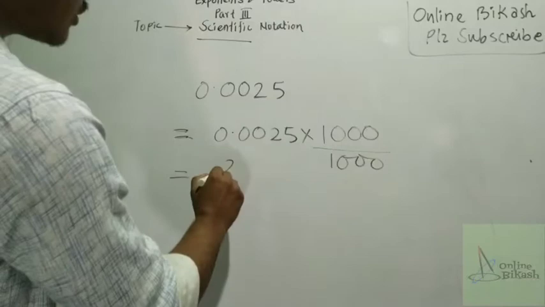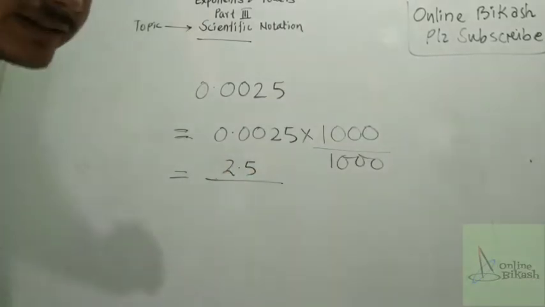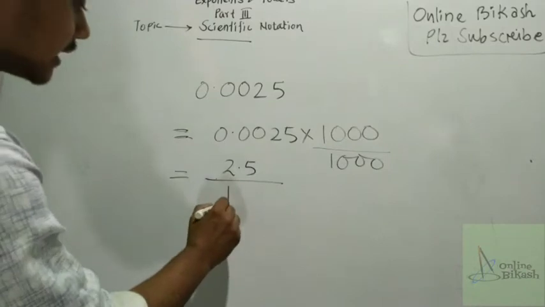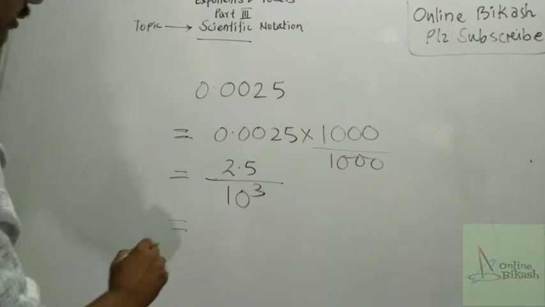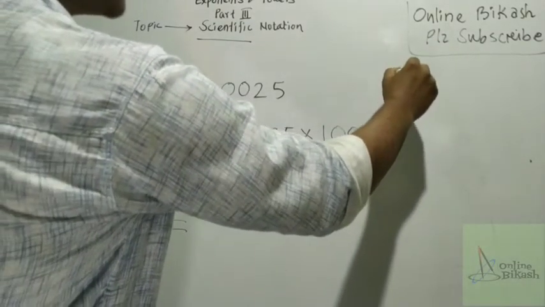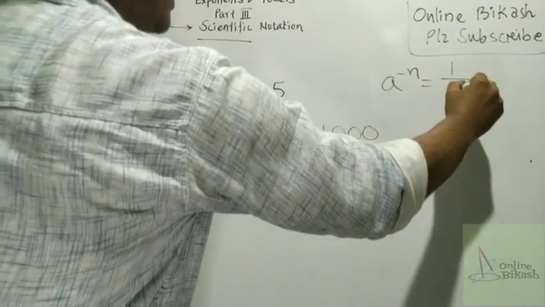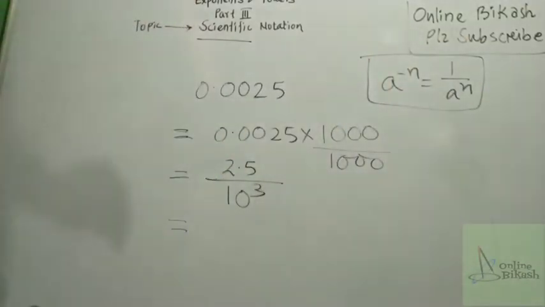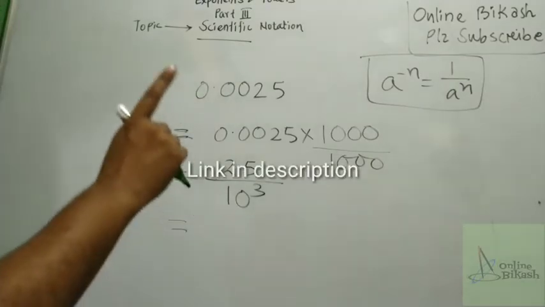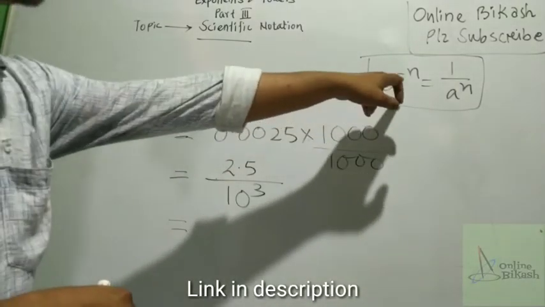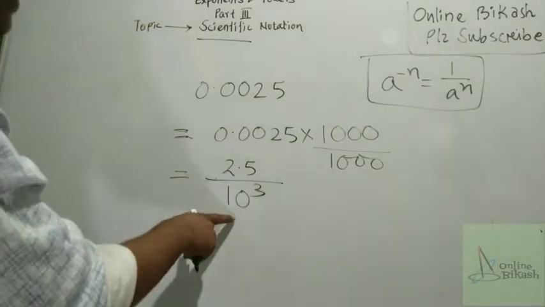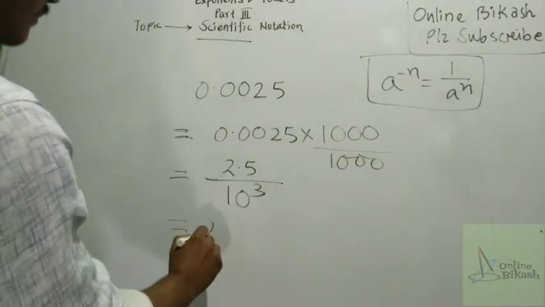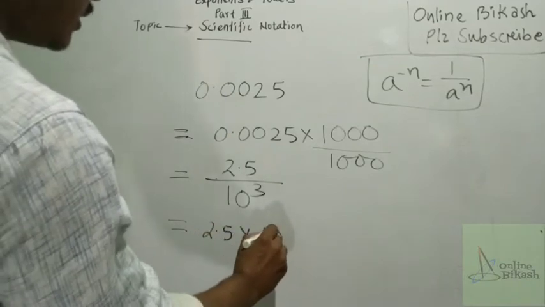Since the point will be here, it will become 2.5, and in the denominator 1000. 1000 can be written as 10 cube. And in the law we discussed that a to the power minus n is equal to 1 by a to the power n. If you have not watched that video, please watch that video. In part 2 we discussed this in the law of exponents. So a to the power minus n is equal to 1 by a to the power n. Try to understand this. 1 by a to the power n will also be equal to a to the power minus n. 2.5 by 10 cube will be equal to what? Into 10 to the power minus 3.